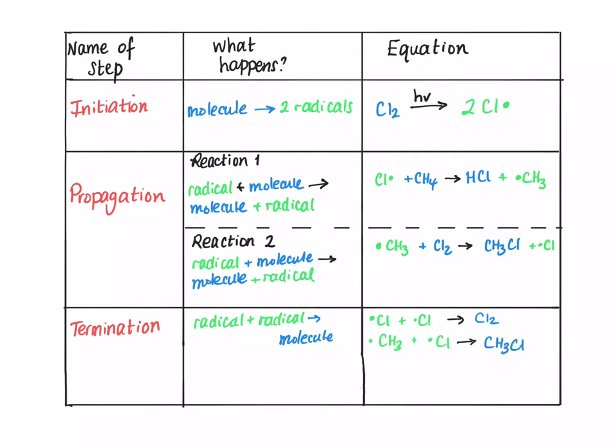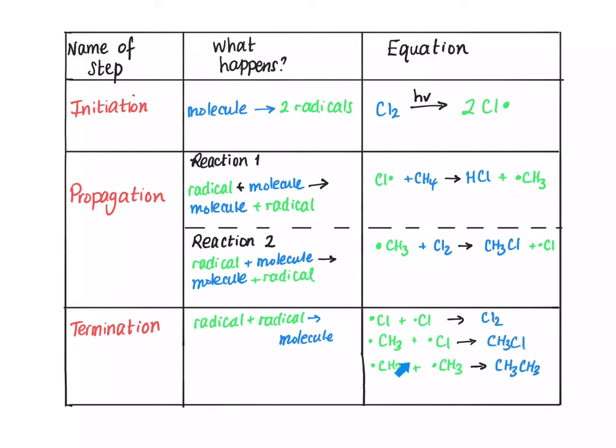A second possible termination reaction, radical plus radical goes to molecule, could be CH3 dot reacting with a Cl dot from there, or a CH3 dot reacting with a Cl dot radical from there. So it would be CH3 dot plus Cl dot goes to CH3Cl.